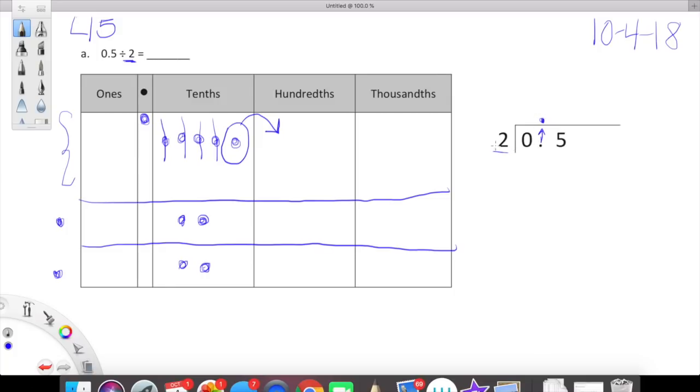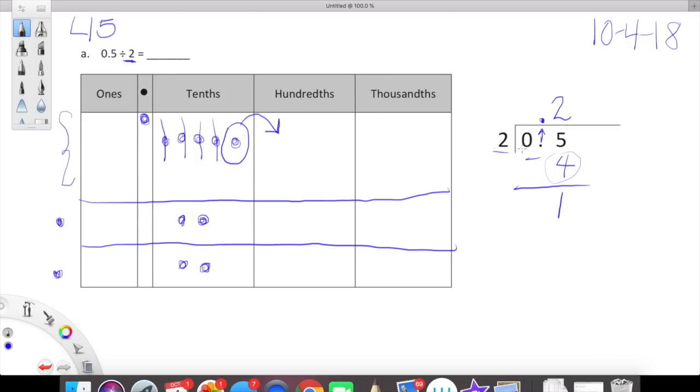So let's ask ourselves, how many 2's go into 5? Or when 5/10 is broken into 2 equal groups, how many tenths will I have in each group? I will have 2. 2 times 2 is 4. What is the difference between 5 and 4? It is 1. Just like we did here, we have 2/10 in each group, 2/10 in each group. We used 1, 2, 3, 4/10 all together. And then we had 1/10 left over.